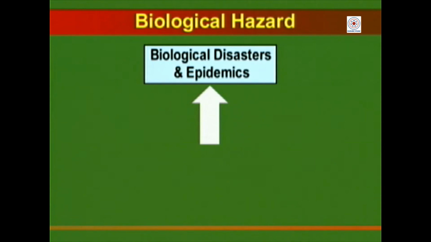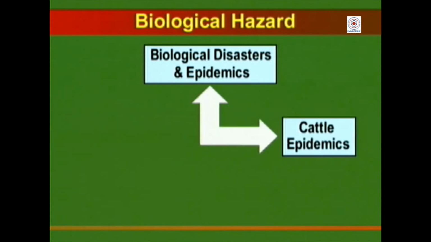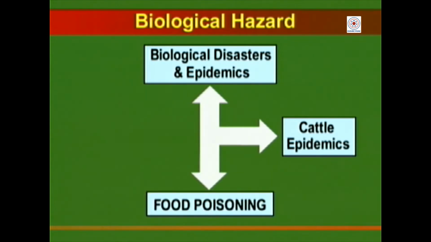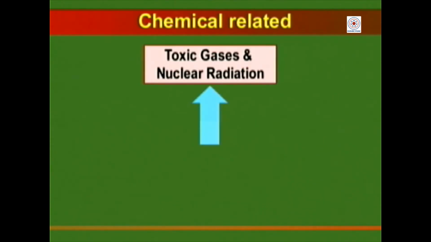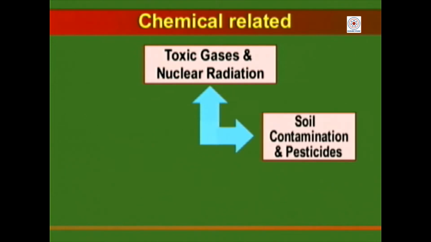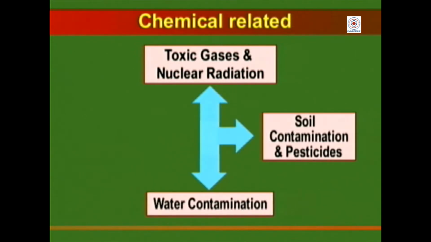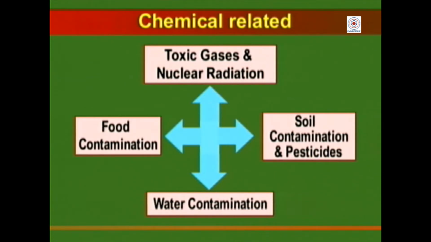The fourth one is biological disasters, where we talk about epidemics, cattle epidemics such as anthrax or bird flu, SARS, food poisoning and pest attacks. So, these come under biological disasters. For chemical, industrial and nuclear disasters, we are taking nuclear radiation, toxic gases, pesticides, water contamination and food contamination. So, in totality we have classified 5 major categories.